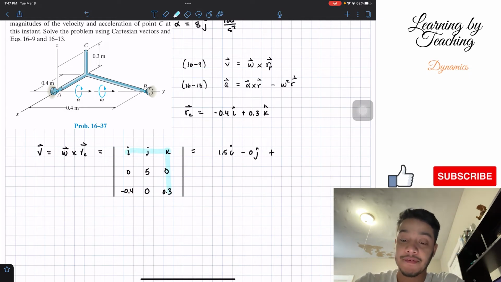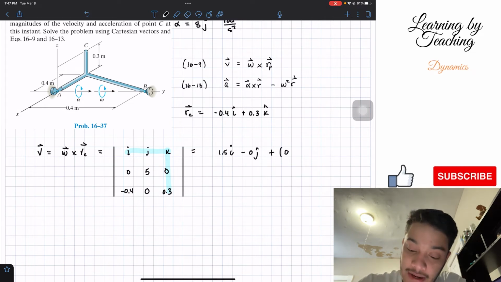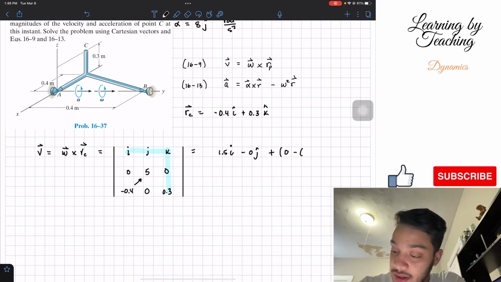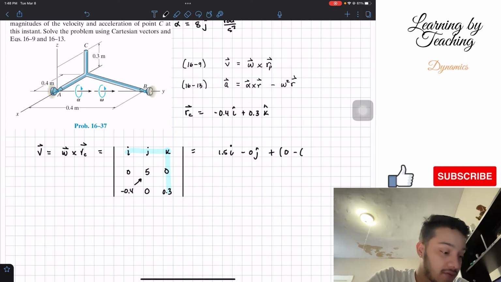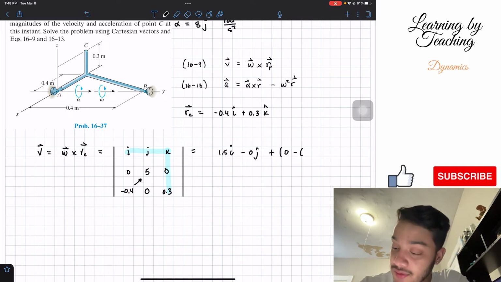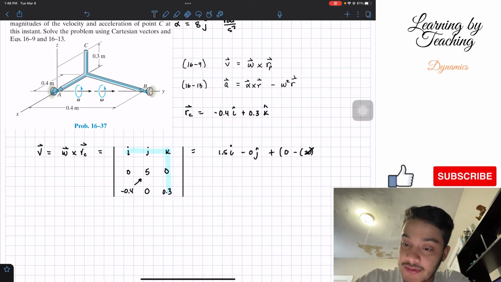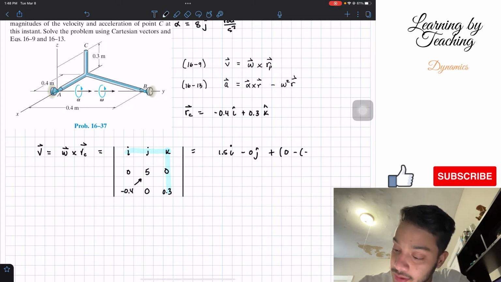And what we have is a multiplication of 0 times 0 will give me 0. So we got 0 minus negative, so minus negative 0.4 times 5, that will give me a total of 2, so minus 2. Sorry, I'm missing the minus 2 in the K direction.